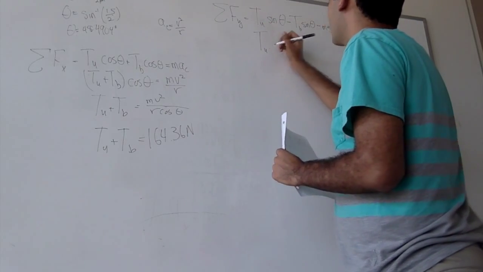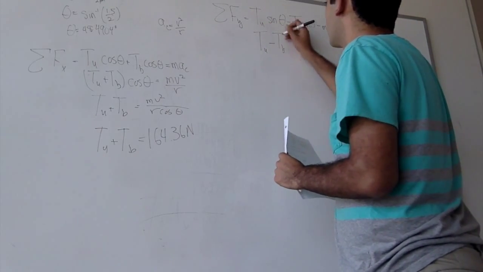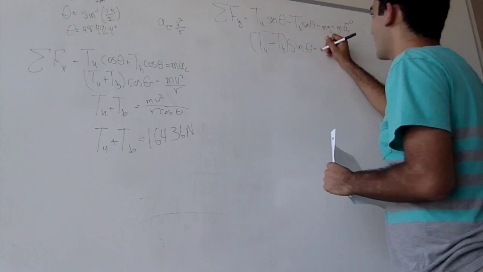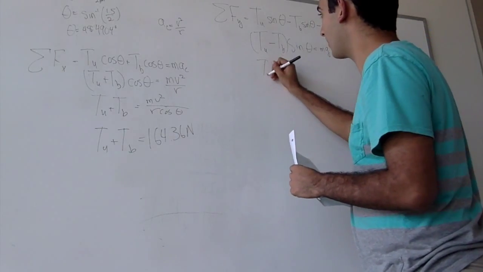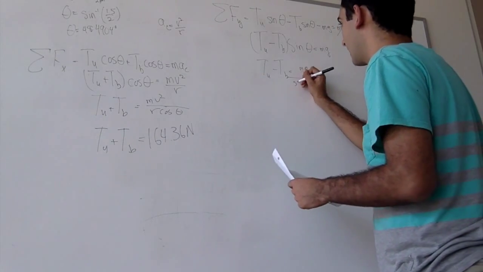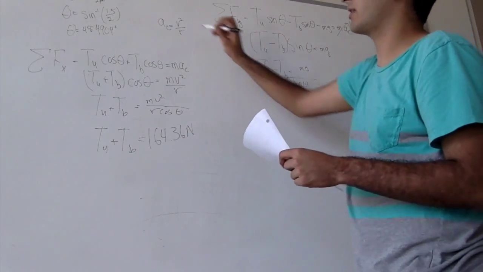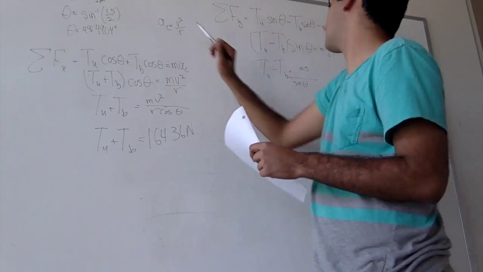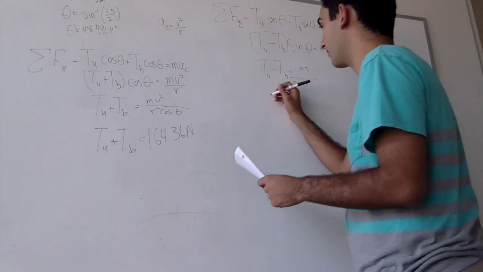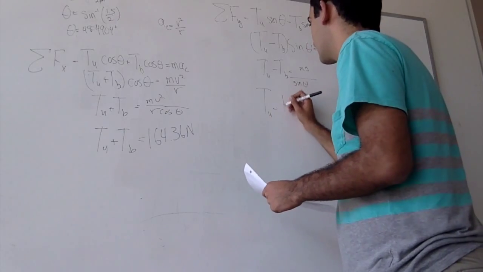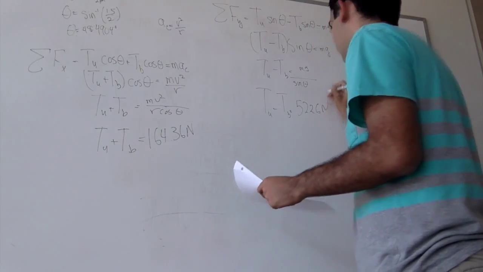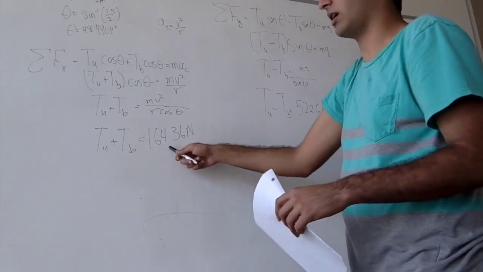So we can factor this again: T upper minus T below, times sine theta, is equal to mg. Then T upper minus T below is equal to mg divided by sine theta. Our sine theta, as we did earlier, is 1.5 divided by 2, our mass is 4, and g is 9.8 meters per second squared. So T upper minus T below is equal to 52.26 newtons.